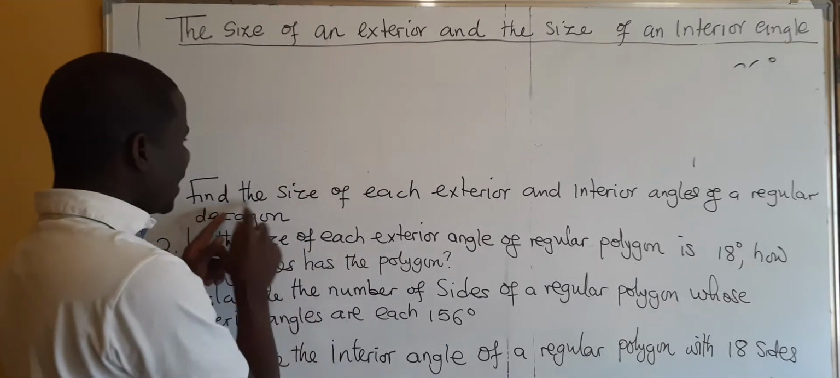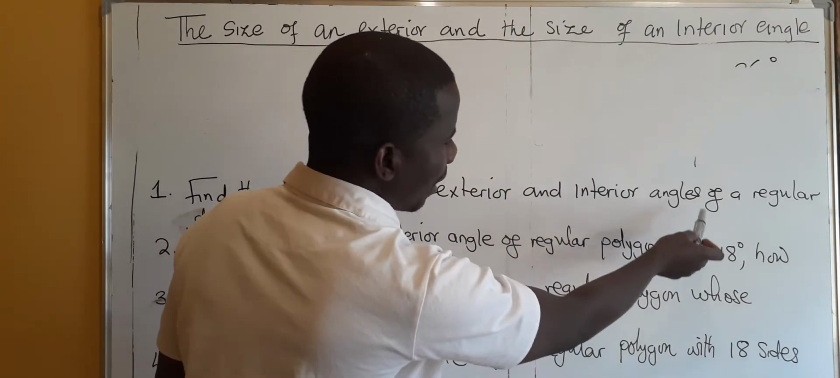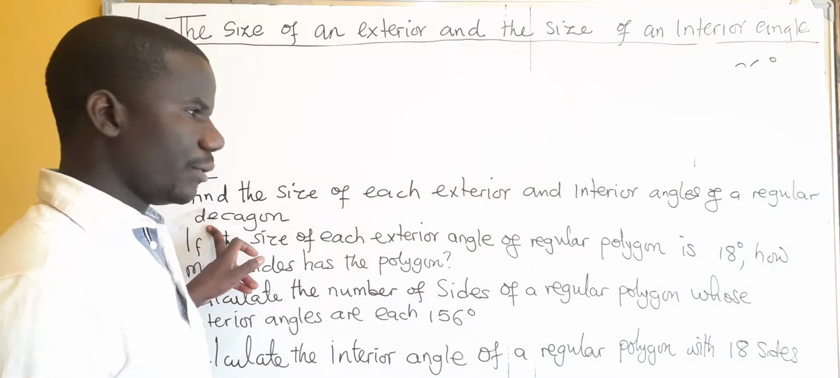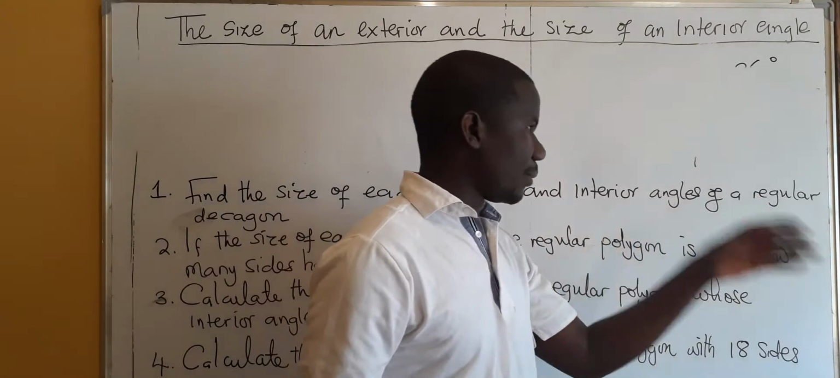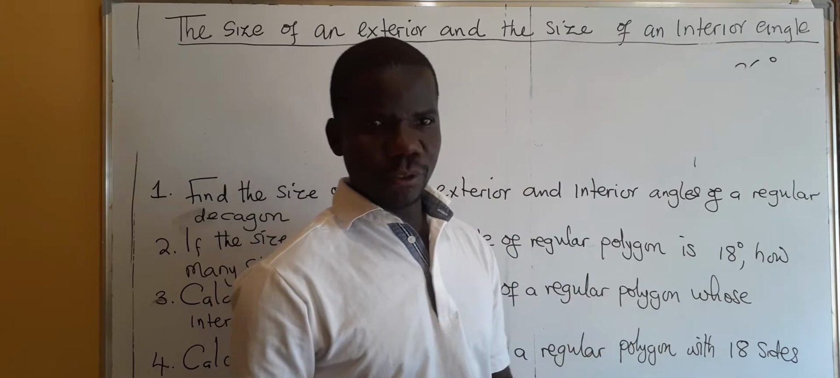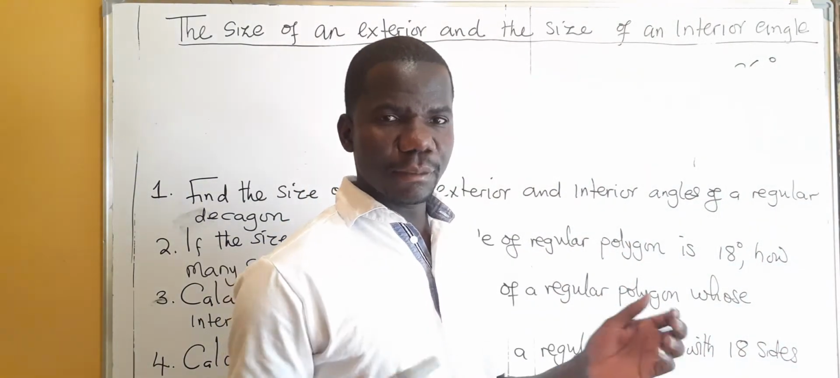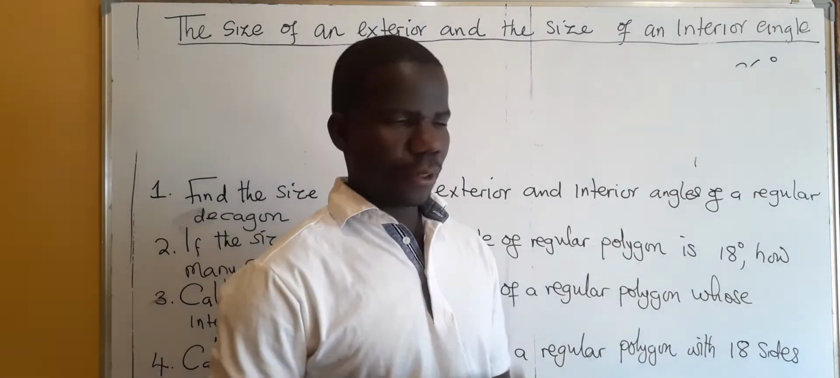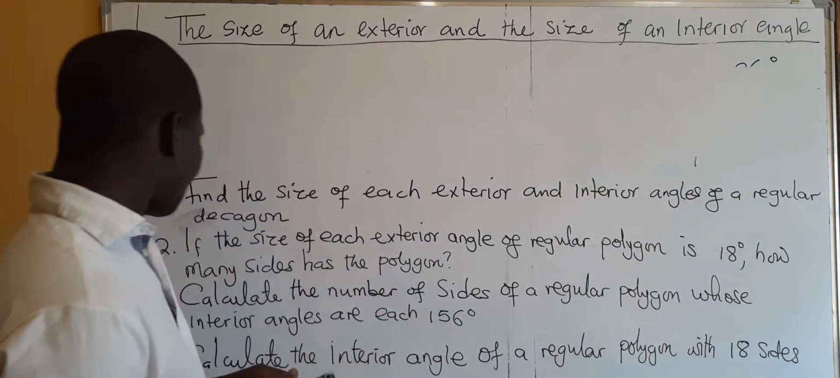The first one, find the size of each exterior and interior angle of a regular decagon. Regular decagon. So first of all, what is a decagon? A decagon is a 10-sided polygon. Now, in this case, we are talking about a regular one. So, what are we supposed to do?